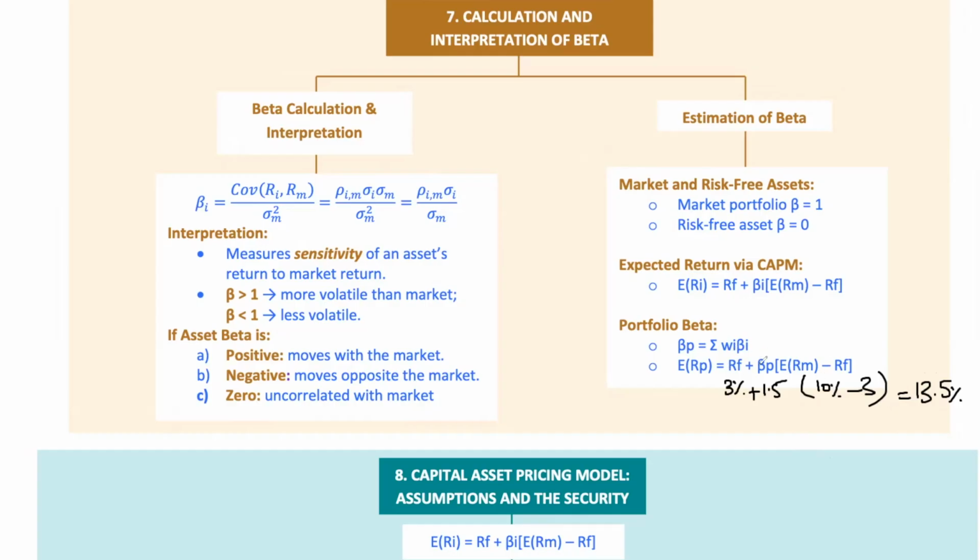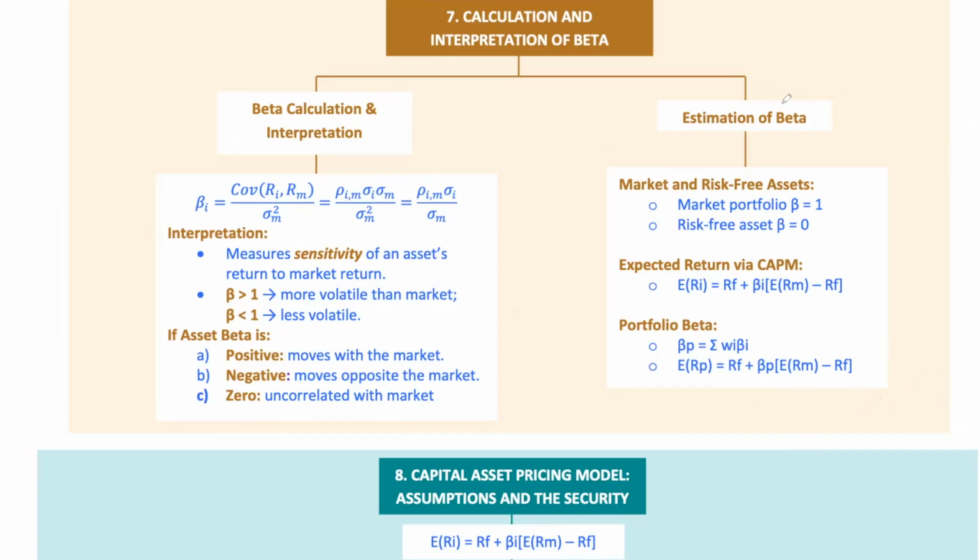But what if an analyst thinks Apple's becoming more mature, more like the market, so its beta should be 1.1 instead of 1.5? Now that same formula gives you 10.7%. Lower expected return because the risk is lower. And that's exactly how analysts adjust required returns as companies evolve.